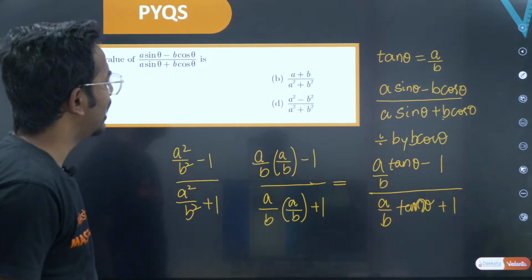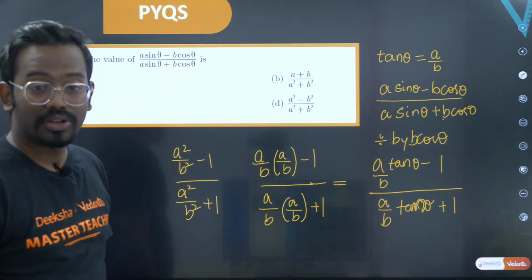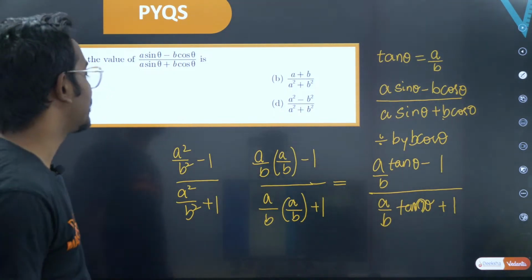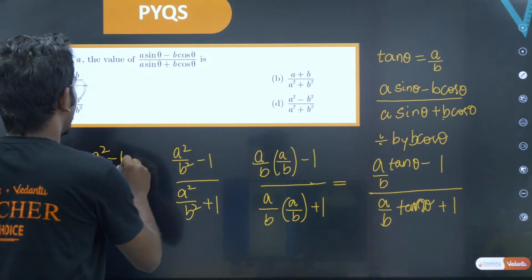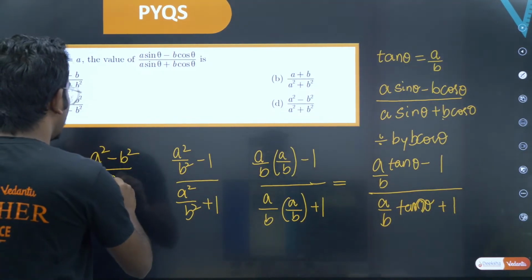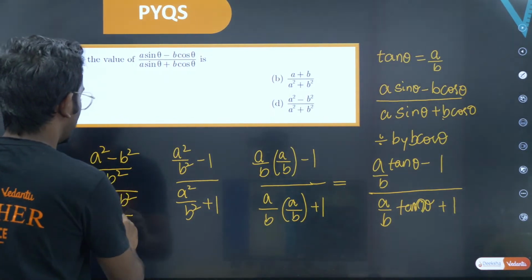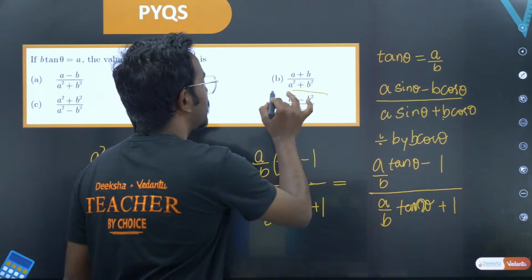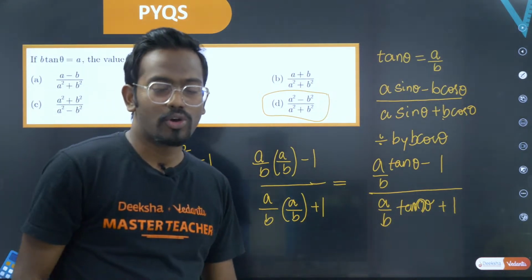Let's take LCM over here. Sudhir Kumar also says, sir, this is option D. So now, if you take LCM, you will have a square minus b square divided by b square, divided by a square plus b square divided by b square. So this b square and b square get cancelled, and your option D is correct.